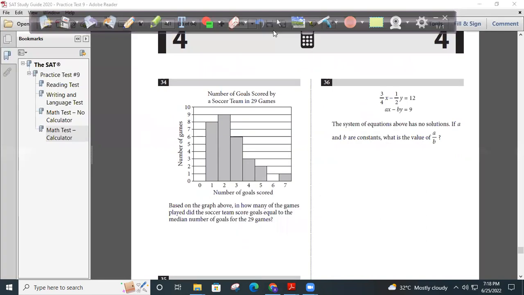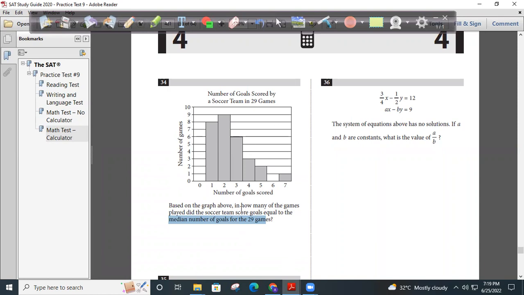So let me take this question as an example. Based on the graph, in how many of the games played did the soccer team score goals equal to the median number of goals for the 29 games? Okay, I am sorry. He's asking about the number of games. I did not even read the question. Sorry, I thought it was the median number of goals only. I'm extremely sorry.